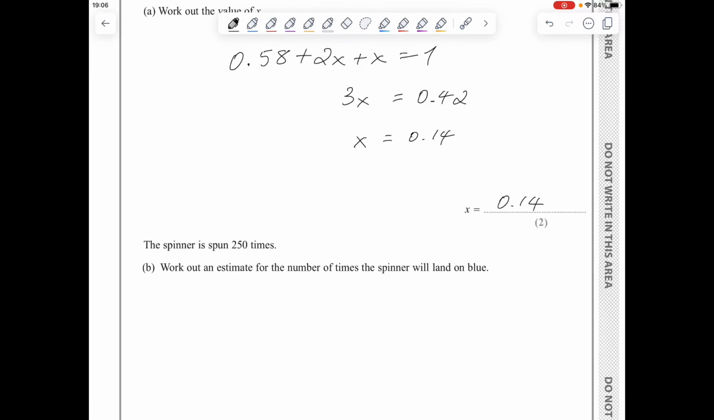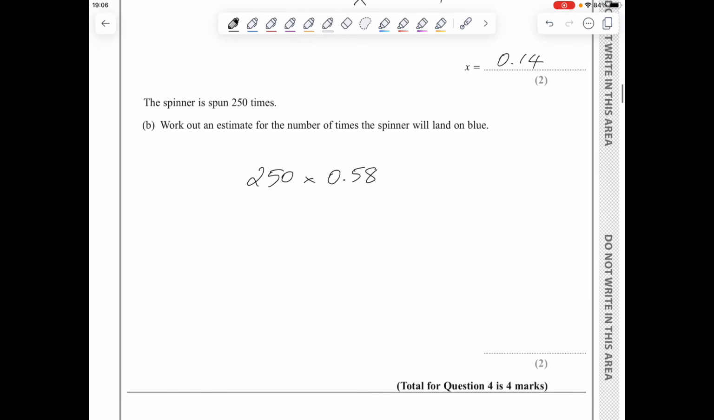Part B, the spinner is spun 250 times. We need an estimate for the number of times this spinner will land on blue. Now, to find an estimate of the number, I'm just going to take the 250 and multiply by the probability of getting a blue. And this is 0.58. It's given in the table above. Do this calculation and you'll get 145.